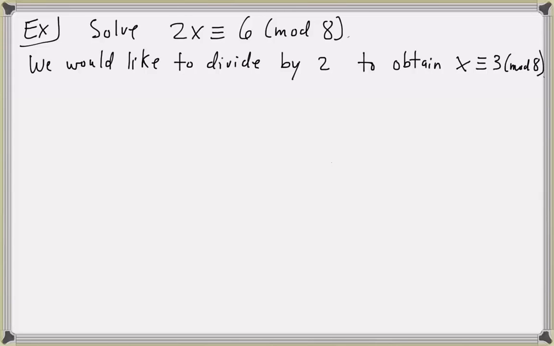So it looks like x is congruent to 3 mod 8 is a solution. And it is, but this is only part of the solution. Because consider x congruent to 7 mod 8. If x is congruent to 7 mod 8, then x is also a solution to the original congruence.